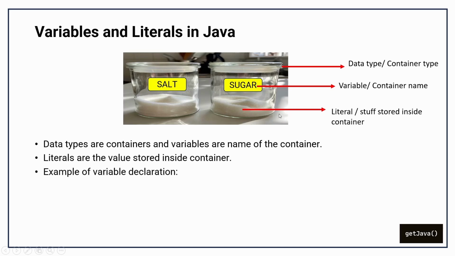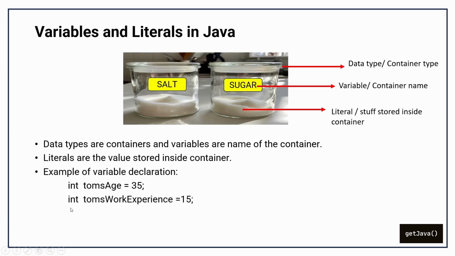So now we will see how we declare a variable. Here we can see the data type of this variable is int. So this is the data type. This is the name which is given to the variable, and the value that is present inside this variable is 35.